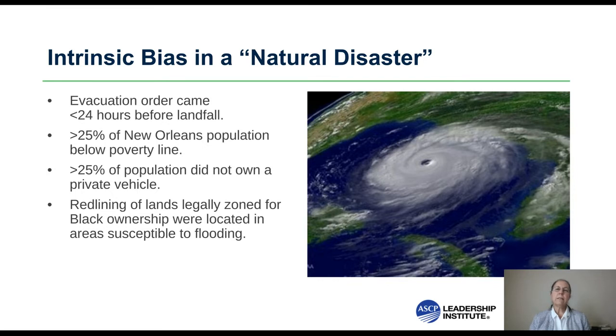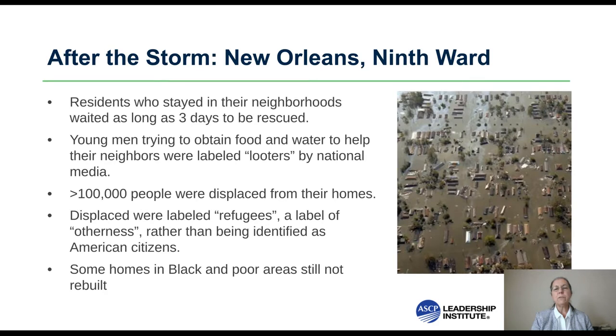So look at the right on the screen. This is Hurricane Katrina bearing down on New Orleans about 15 years ago. The evacuation order came less than 24 hours before landfall. More than a quarter of the population lived below the poverty line, and more than a quarter of the population had no access to a private vehicle with which to evacuate. In addition, one-third of the population of New Orleans, many of them lived in areas that had traditionally been redlined or zoned for Black ownership, and these were in areas that were particularly prone to flooding.